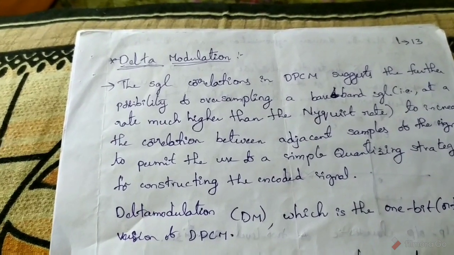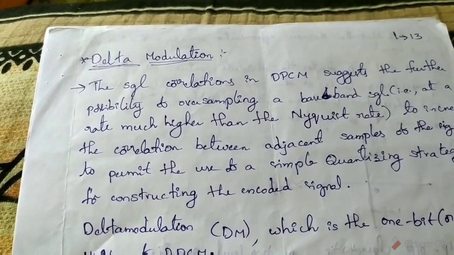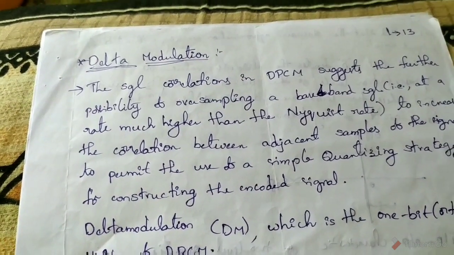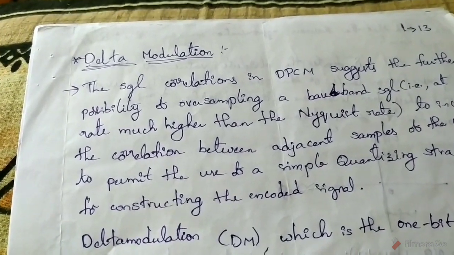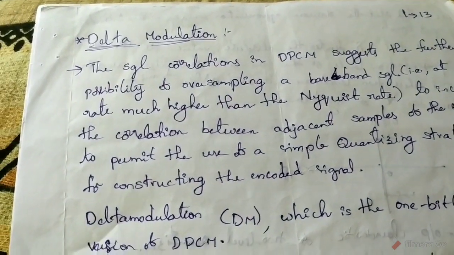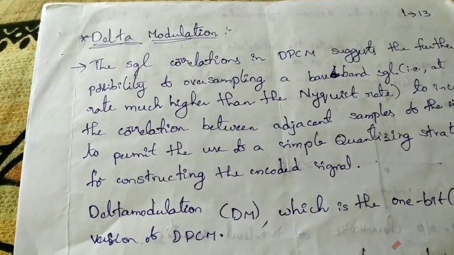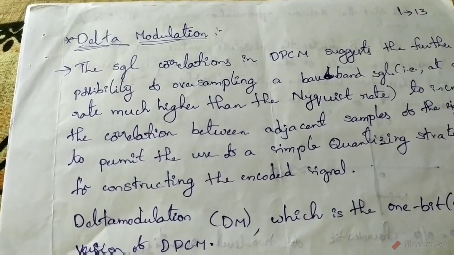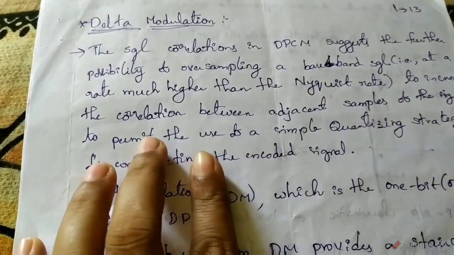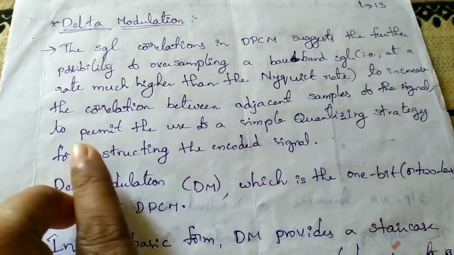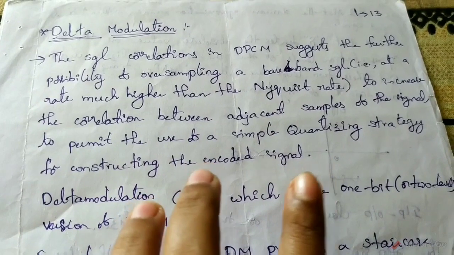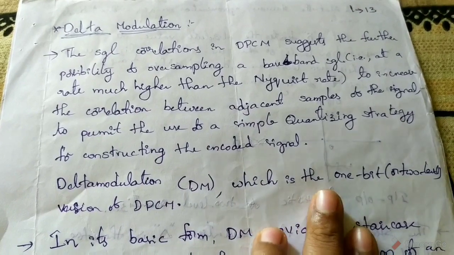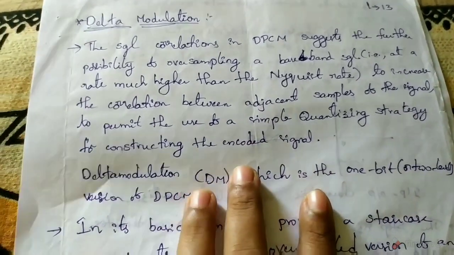So correlation will exist between the samples of the encoding signal. That's why we go further to the next method, that is delta modulation. So what we will do in delta modulation, we will see here. The use of the simple quantizing strategy for constructing the encoded signal is delta modulation. This is very important for practical cases.